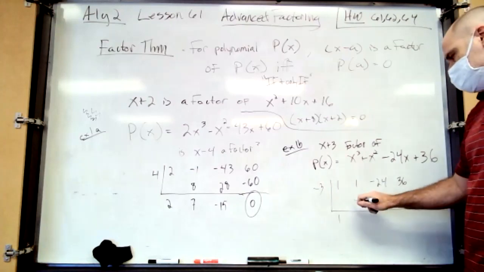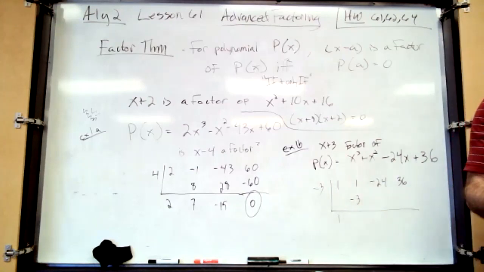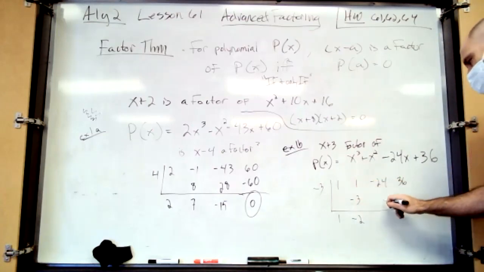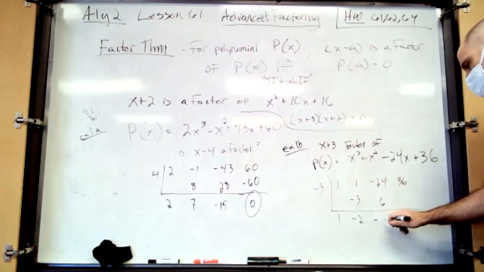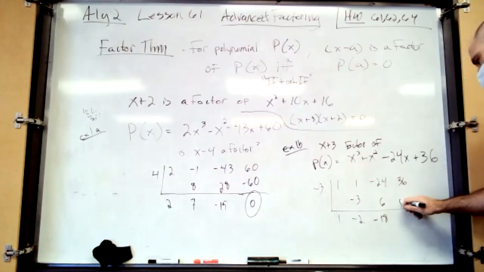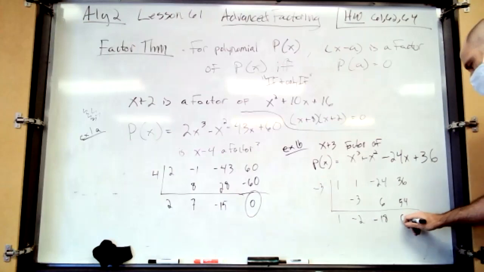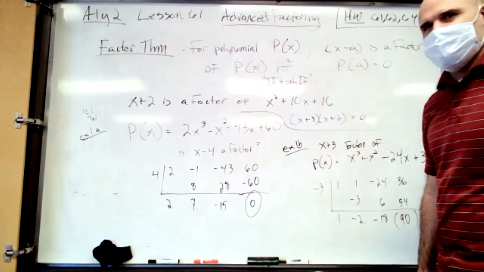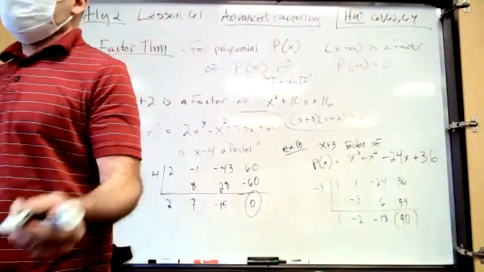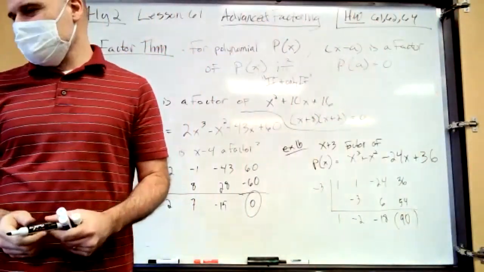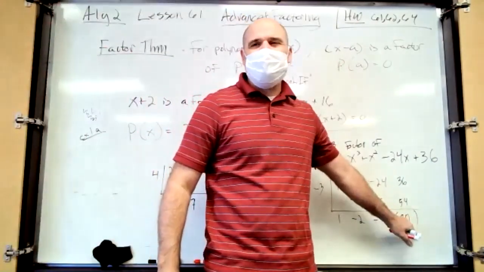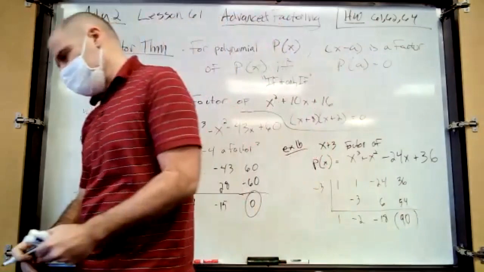Because a factor will go in evenly, and there won't be a remainder. So let's see, 54. What is that? 90. So you did the math wrong, but you lucked out, because it's just a yes or no question. It's not a factor, because if you end up with any number except zero there, then it's not a factor.